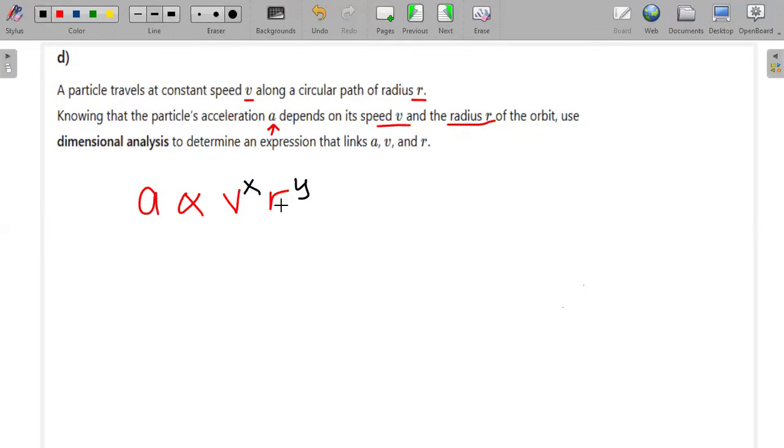You write that a is proportionally related to v and r, and then you raise v to a power of your choice, and you also raise r to a power of your choice. And then after that, we're going to replace the proportionality symbol. Someone has raised their hand. Bernard Walia, you have a question?